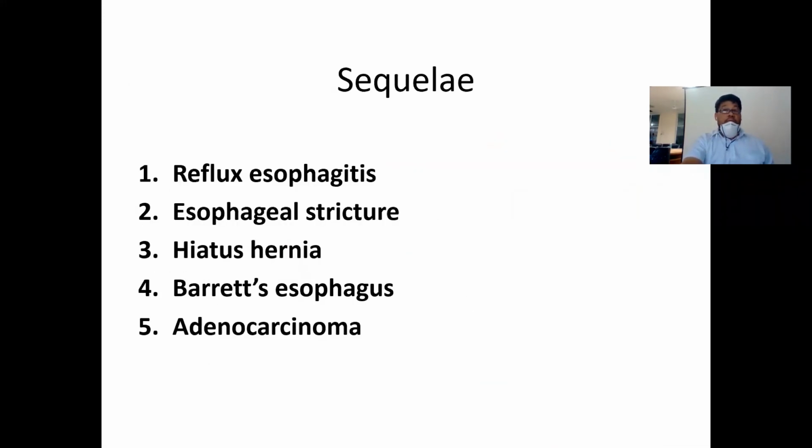So it has sequelae like reflux esophagitis, esophageal stricture, hiatus hernia, Barrett's esophagus, and adenocarcinoma. We have discussed reflux esophagitis and esophageal stricture. In the next classes, we will be dealing with hiatus hernia, Barrett's esophagus, and adenocarcinoma. Okay, thank you.